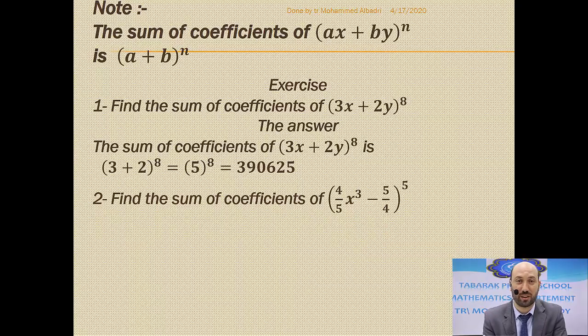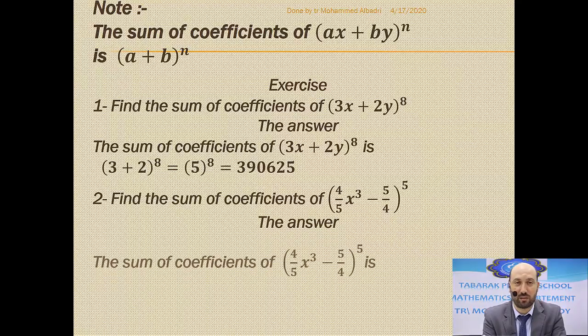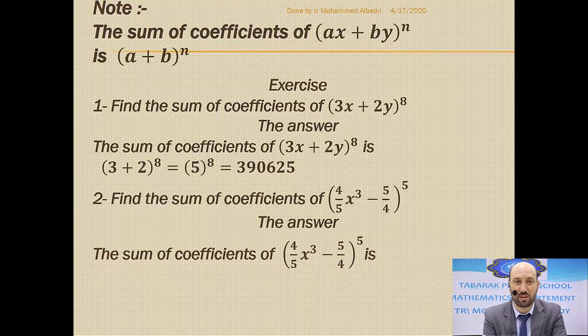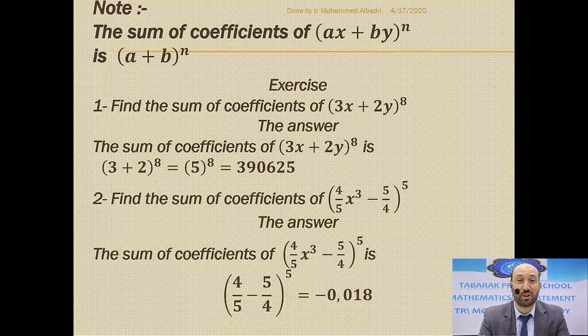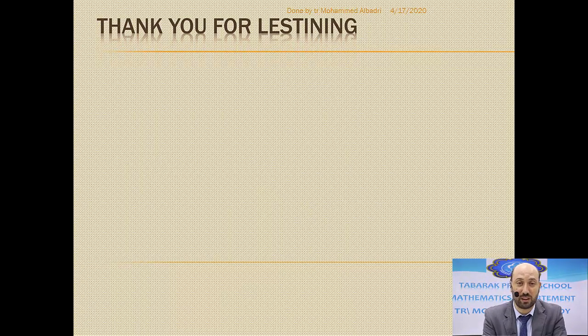And the last exercise which we have here: find the sum of coefficients of (4 over 5 x^3 minus 5 over 4) all raised to the power of 5. To find it, we have to cancel x^3, so the sum of the coefficients is (4 over 5 minus 5 over 4) raised to the power of 5, which equals negative 0.18 thousandths.